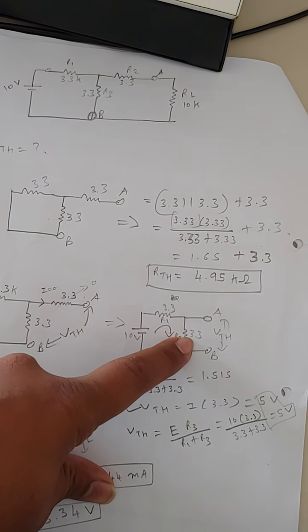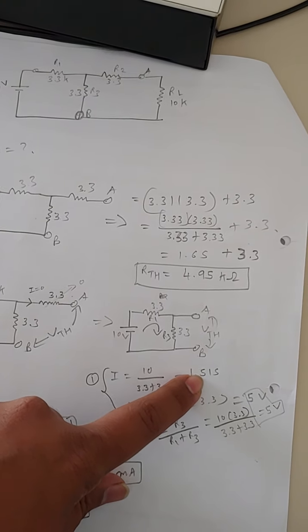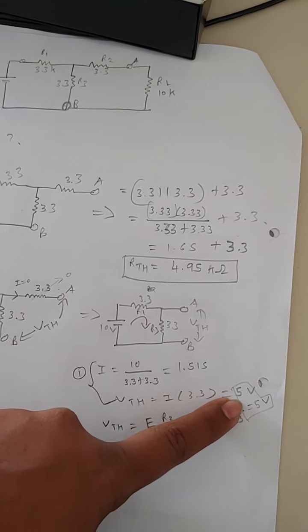In that way you can find the voltage. So it is I into 3.3. It will be 1.515 into 3.3, so it will be 5 volt.